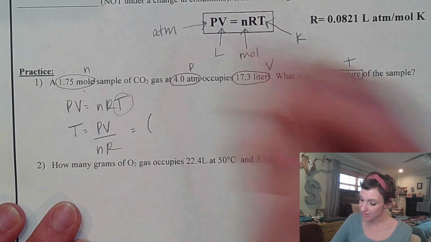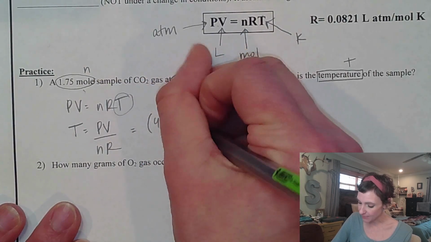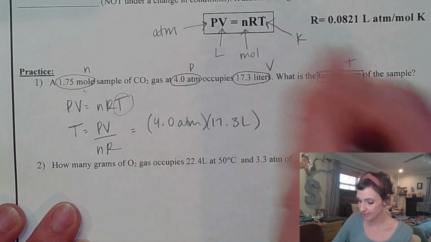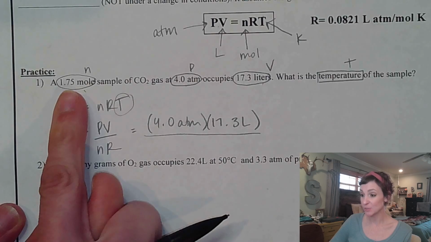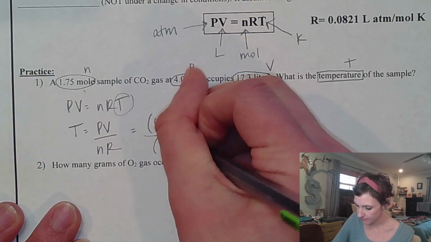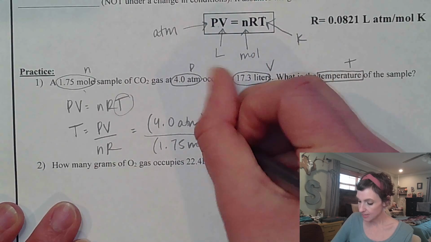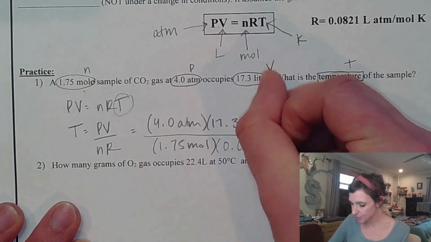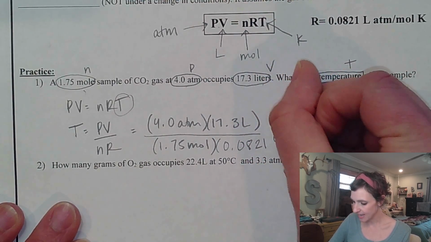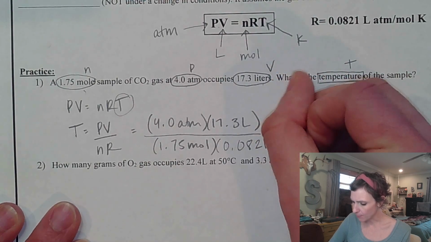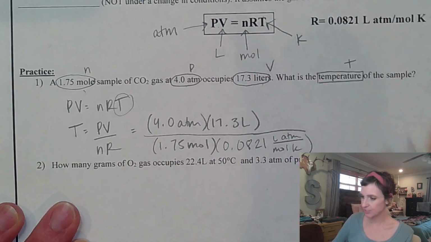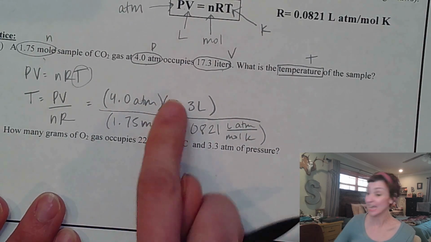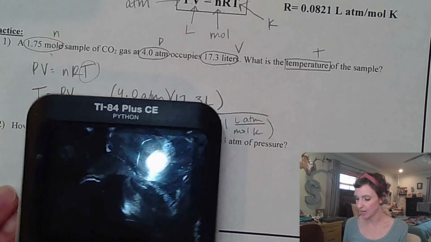Okay, so my pressure is 4.0 atmospheres. My volume is 17.3 liters. The number of moles was 1.75 moles. And my gas constant is 0.0821 liters atmospheres over moles kelvins. I know it's super duper annoying, but that tells me that I need to check all of my units for everybody else in there as well, or else it will not work out.